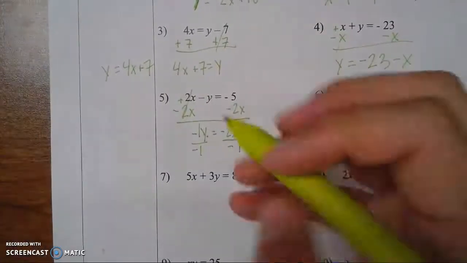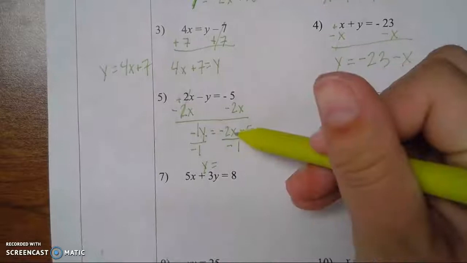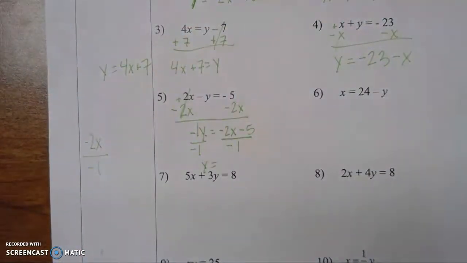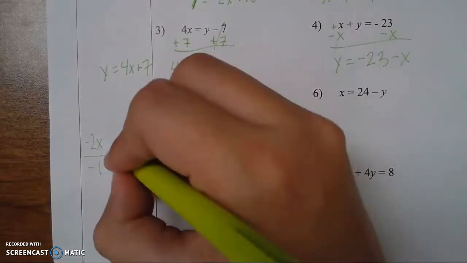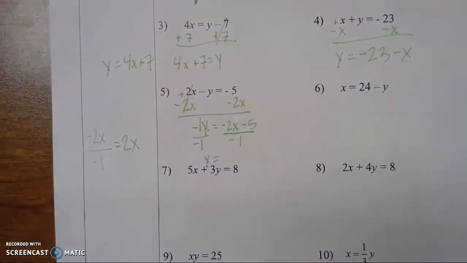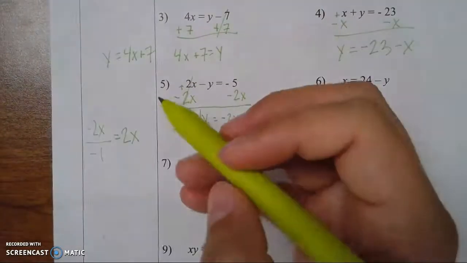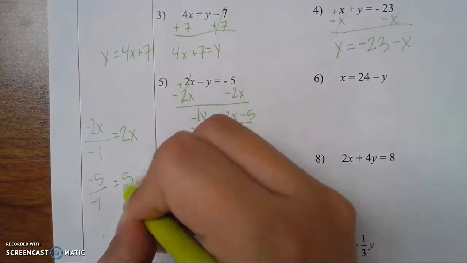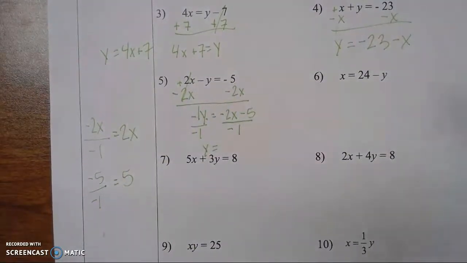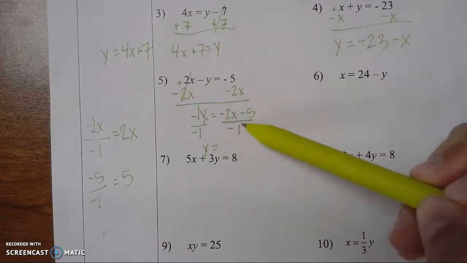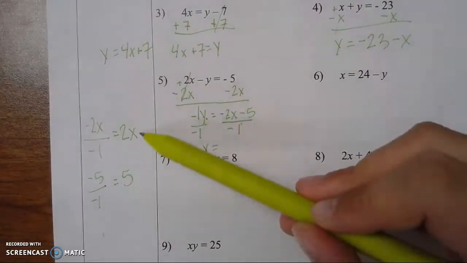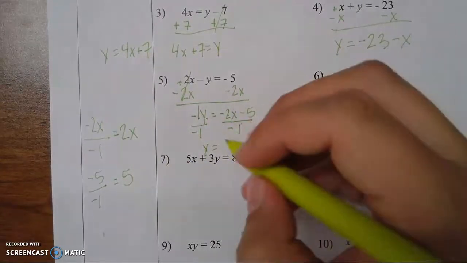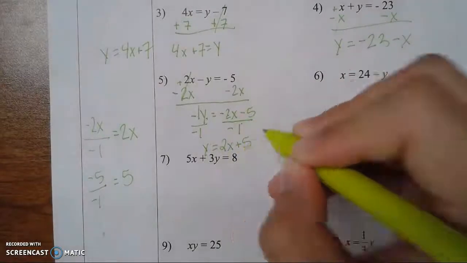So in other words, when I go to divide, I am taking negative 2x divided by negative 1. So negative 2x divided by negative 1 is just a positive 2x. And then same thing with this negative 5 or minus 5. If I were to take the negative 5 divided by negative 1, that gives me my positive 5. So when I divide by negative 1 on both sides, negative 2x turns into a positive 2x, and negative 5 turns into a positive 5. So my equation is y equals 2x plus 5.